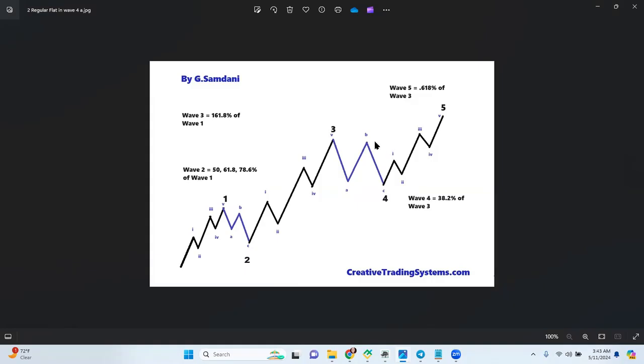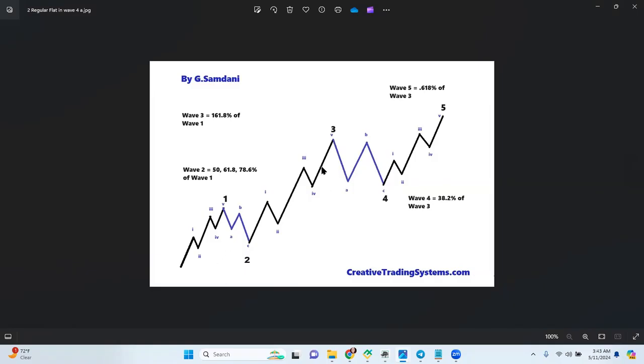But in this video and a couple more videos, we talk about flat correction, because we have different kinds of flat corrections. Mainly three kinds, right? The first one is just a regular flat correction. Regular flat, we call it. This is the one. The second one, we're going to talk about in the next video, would be the expanding flat. And then the third one is a running flat, right? So let's talk about this regular flat.